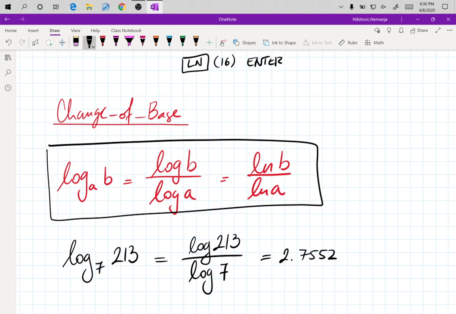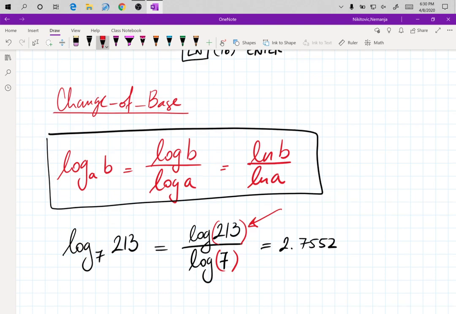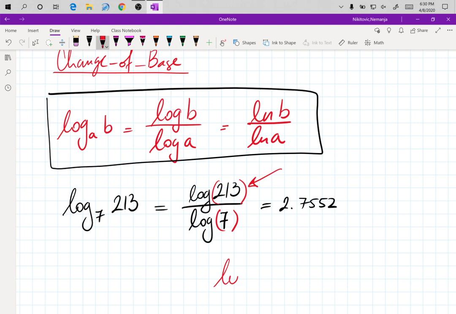Now, it's very important to close these parentheses, otherwise the answer will come out wrong. If you do not close these parentheses, especially that one, then the calculator thinks that you are doing log 213 divided by log of 7, and clearly that's going to give us a wrong answer, right? Because the calculator is using PEMDAS. So make sure you are closing parentheses as you are plugging these values into your calculator.